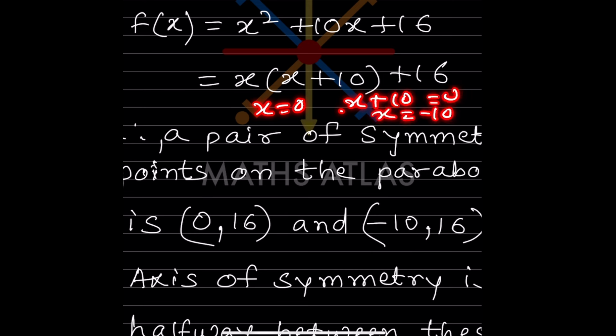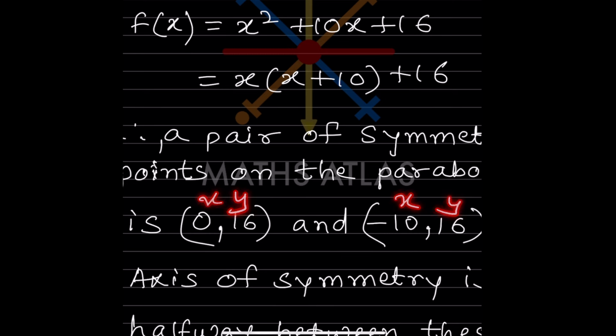So what will you write? And this 16 is the y. So what are you going to write? You are going to write 0, and the y is 16. Again, you are going to write minus 10 and 16. So hope you got the points, that is 0, 16 and minus 10, 16. So this is x, this is y, this is x, and this is y, because you got two values of x.